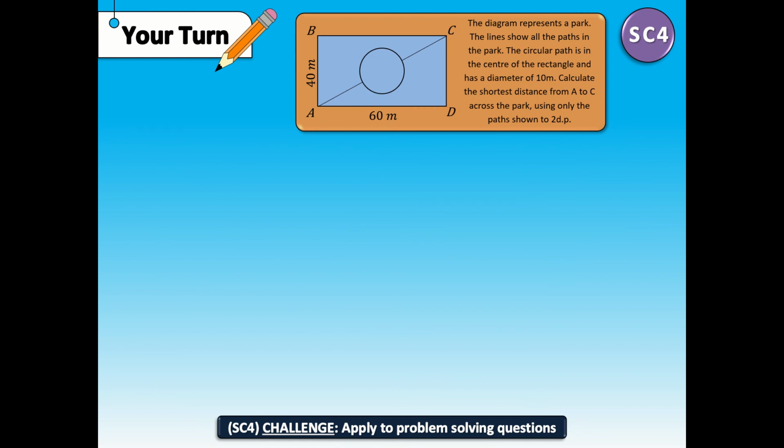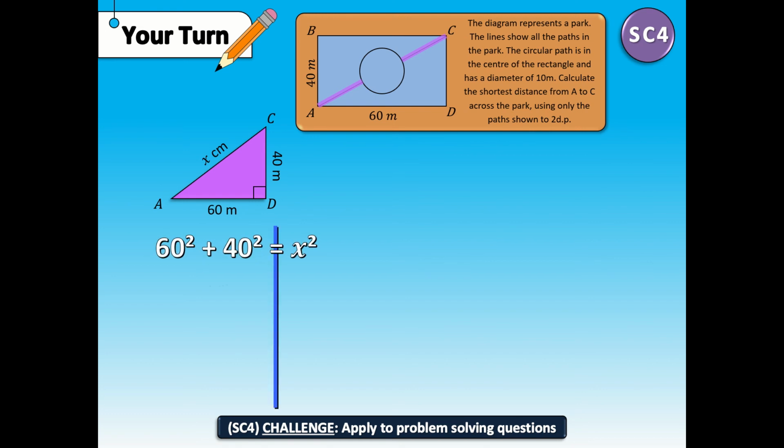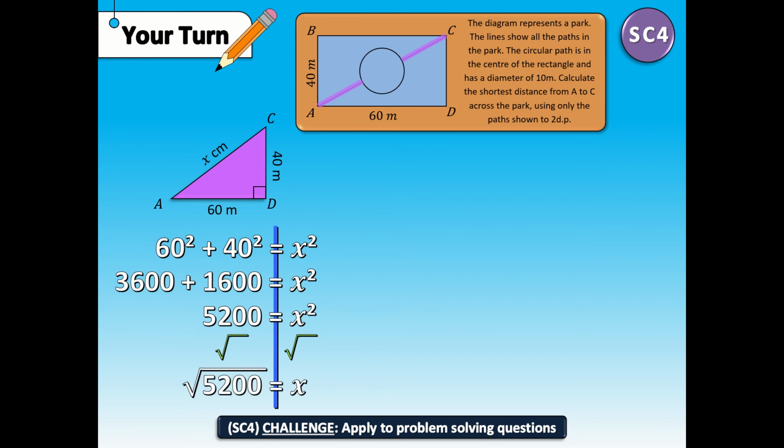On the amber question, it says the diagram represents a park. The lines show the paths in the park. The circular path is in the center of the rectangle and has a diameter of 10 meters. Calculate the shortest distance from A to C across the park using only the paths shown. So if we work out the total distance from A to C first of all, using Pythagoras' theorem, that length there is the square root of 5,200, and we'll just leave it like that for now.